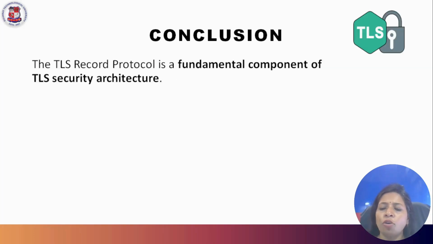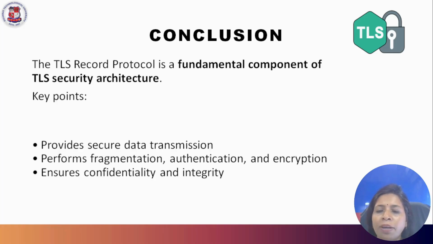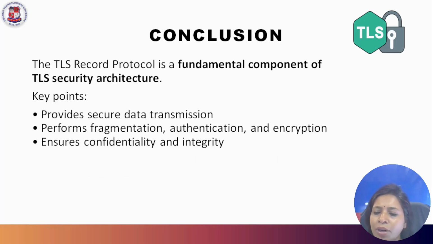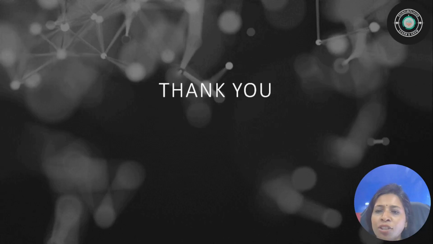To summarize, the TLS record protocol is a fundamental component of the TLS security architecture, and it is responsible for securely transmitting data between the client and server. The protocol processes data through several steps, including fragmentation, compression, authentication, encryption, and header addition. These operations ensure the confidentiality and integrity of the transmitted data.